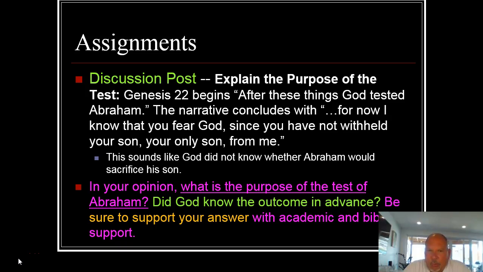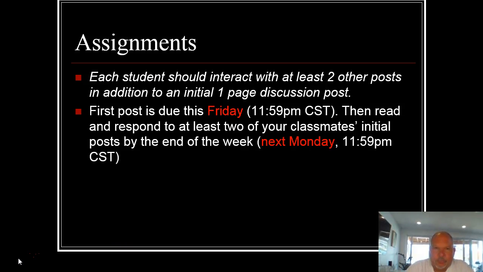But just as importantly, if not more importantly, because that first part's kind of easy, what was the purpose of the test? What did we as believers come out the other side knowing? What did Abraham come out the other side knowing? What did Isaac come out the other side knowing? So I want an in-depth discussion of the purpose for Genesis 22.